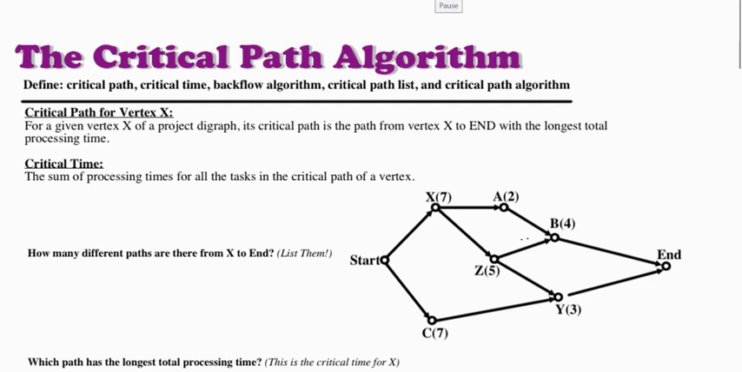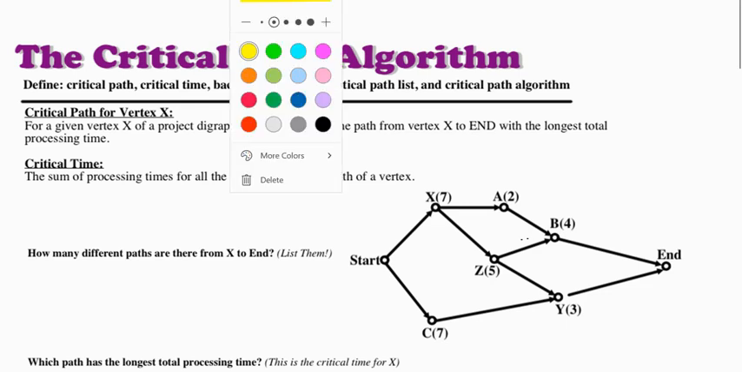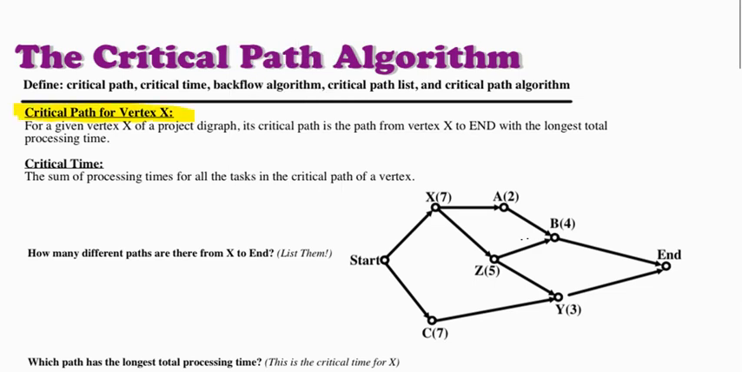So in this video, we're going to discuss the critical path algorithm. Along the way, we will define a few key phrases and we'll illustrate them as we need them. So we see that our first vocabulary phrase here is the critical path for vertex X.